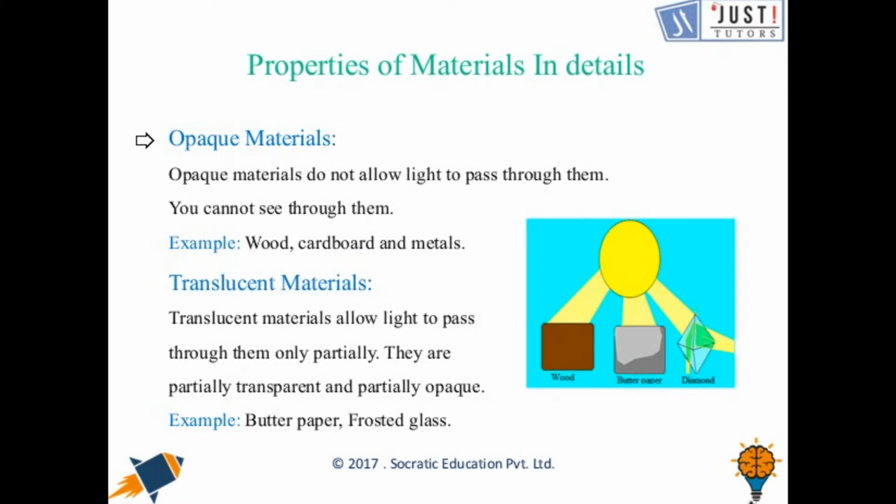The first one is opaque materials, which do not allow light to pass through them. You can think of wood, iron, different metals. Let's talk about translucent materials. Translucent materials allow light to pass through them but only partially. You can think of butter paper and frosted glass.